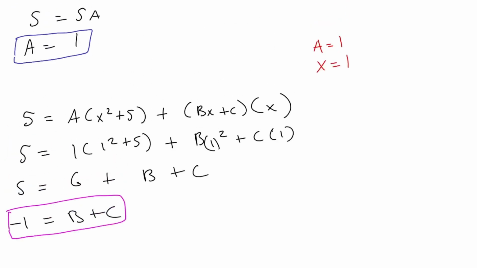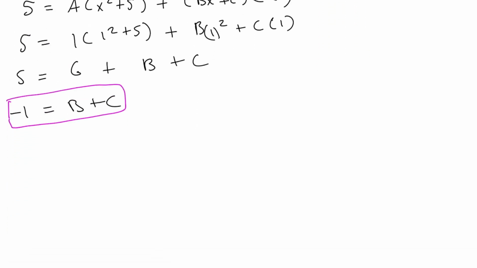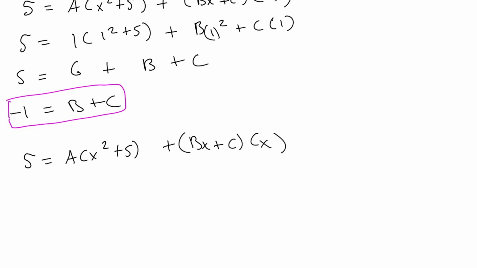Now let me sub in a value of x is equal to negative 1. And you're going to see why this is going to work. So we're going to do 5 is equal to A times x squared plus 5 plus Bx plus C times x. Now you could basically just continue from anywhere else. But I'm just going to plug in -1 here.